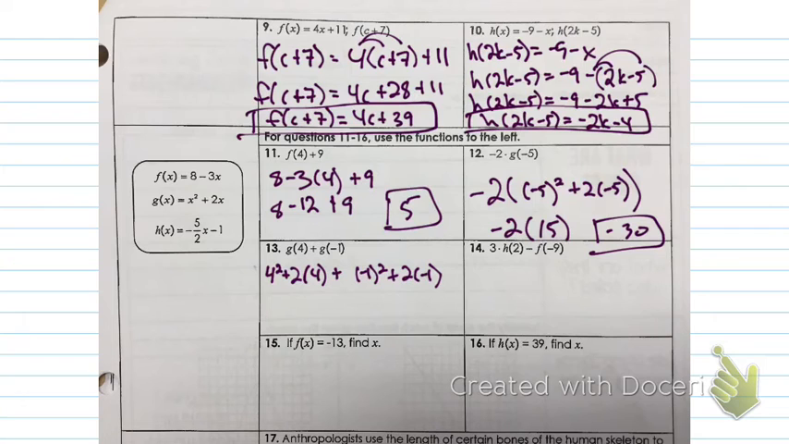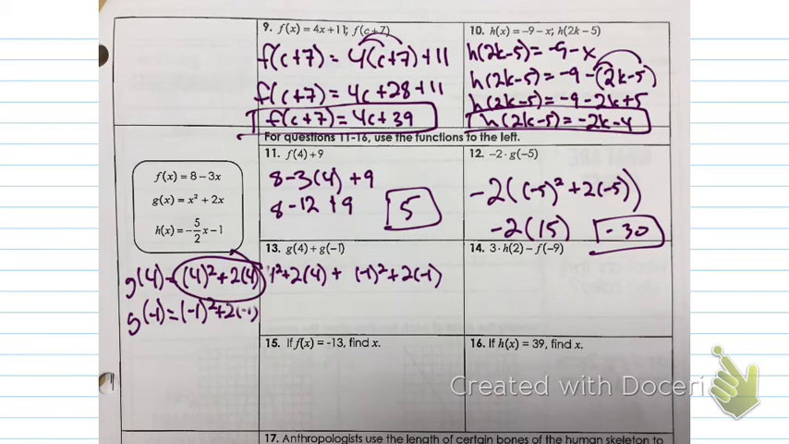I'm doing g of 4 equals 4 squared plus 2 times 4, and I'm doing g of negative 1 equals negative 1 squared plus 2 times negative 1. I'm just taking my g of 4 value and adding it to my g of negative 1 value. That's all this is. Okay, so I got 16 plus 8, which is 24, plus 1 plus negative 2, negative 1, for 23.